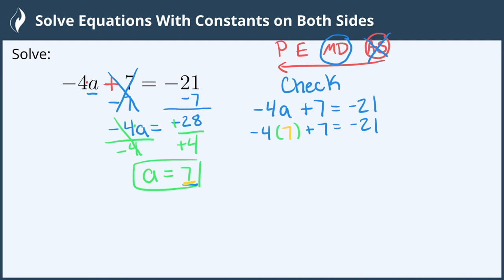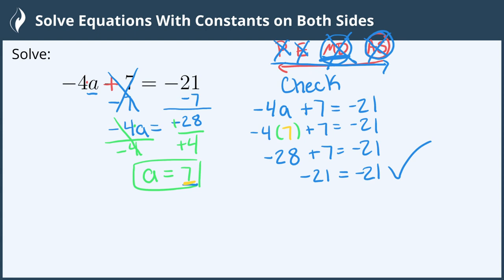Now that we've substituted, we will work in the order of operations in the correct fashion in this direction. I don't have any parentheses or exponents, so we'll move to multiplication and division. Negative 4 times 7 is negative 28, plus 7 equals negative 21. Now we've done all the multiplication and division, so we can move to the last step of adding and subtracting. Negative 28 plus 7 is negative 21, which does equal negative 21.